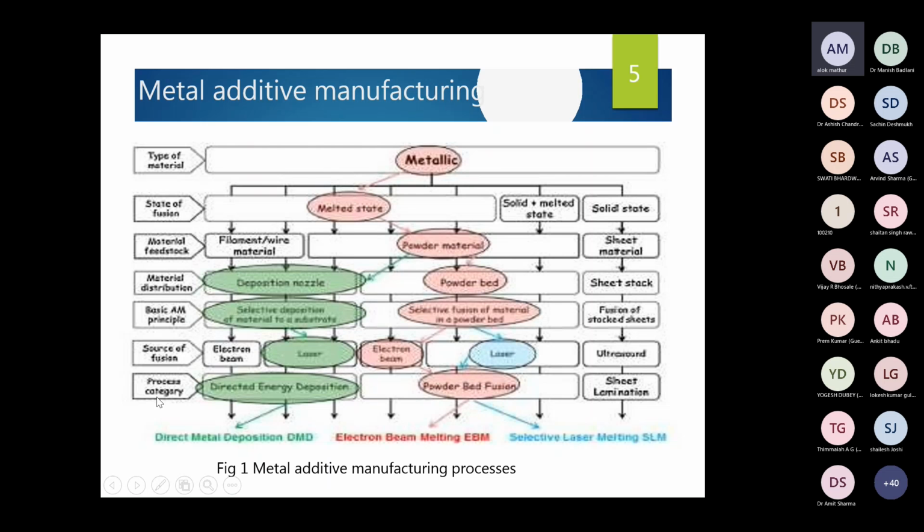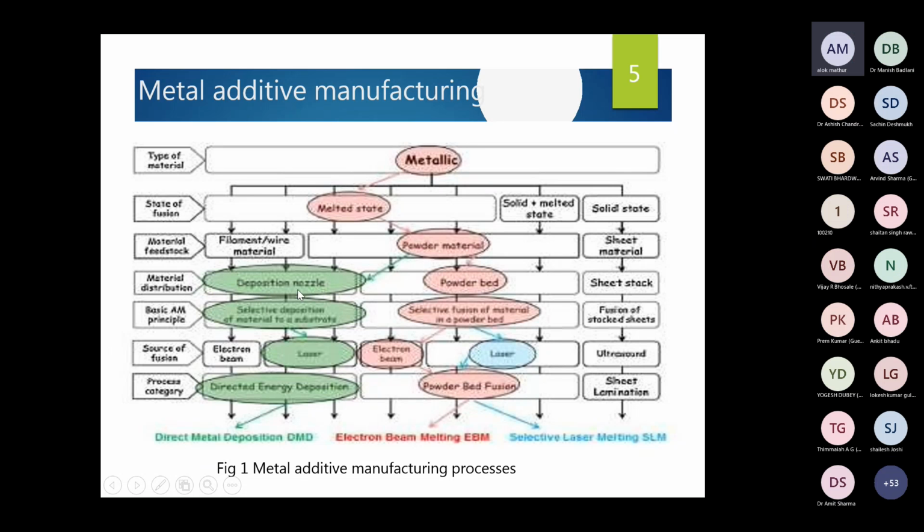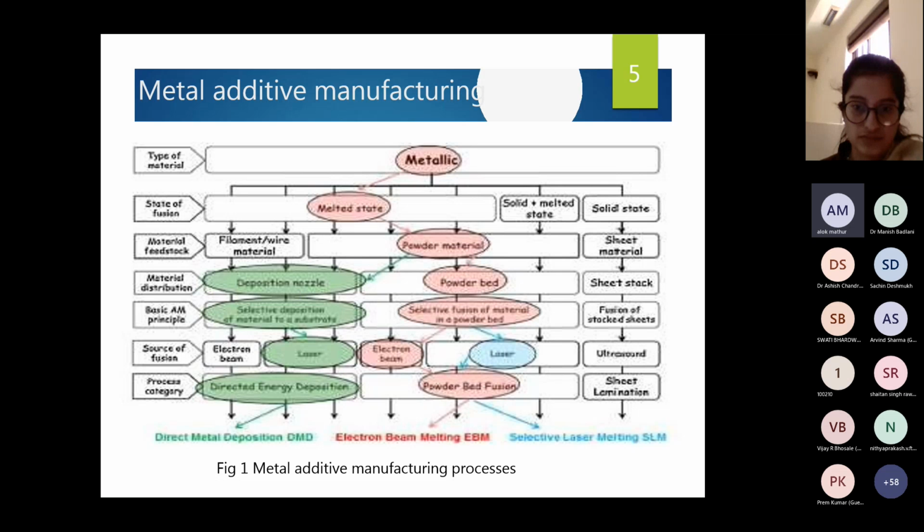Metal additive manufacturing, if we see here, metallic means we first melt it, we bring the powder material into melted state, and you can see this is a metal additive manufacturing process. So type of material is metallic. State of fusion, it may be melted state or solid plus melting, both. Material feedstock, maybe filament shape or wire or powder or sheet. Material distribution, deposition nozzle. Generally nozzles are used which have the melted material in paste form, or powder bed can be used, or sheet stack can be used.